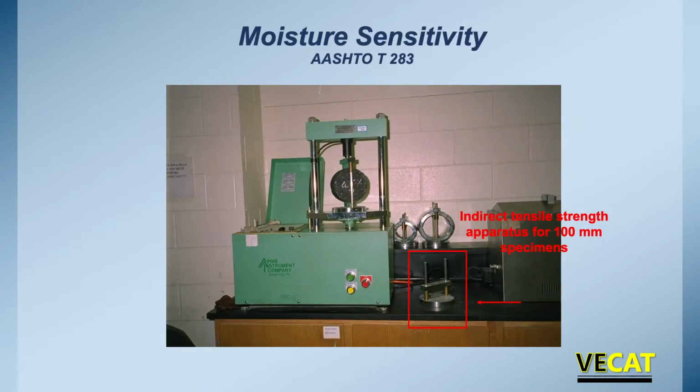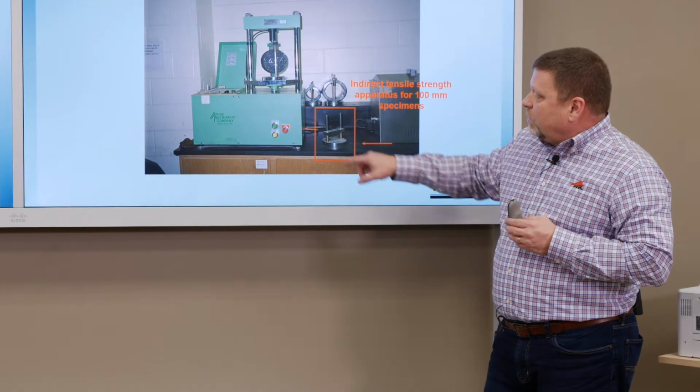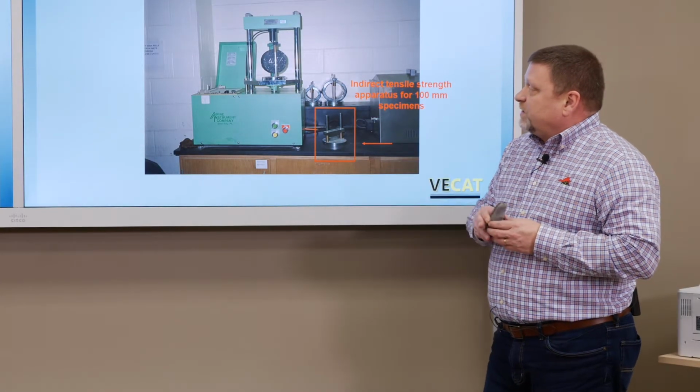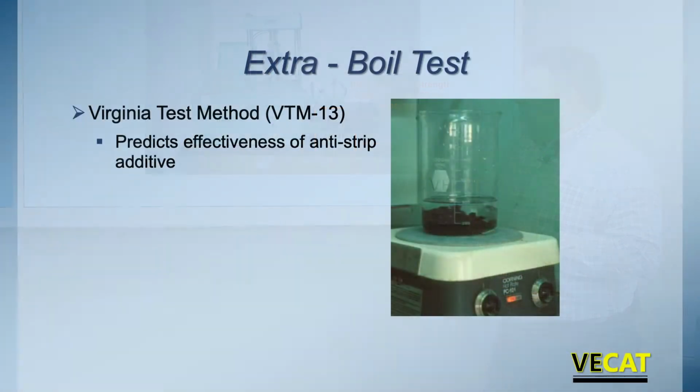Here's a picture of a press. You've got a TSR specimen sitting here on top. This looks like that's a 6-inch specimen. Here on the right is the smaller Lottman head. It's for the 4-inch specimen. It's just a smaller head if you would be doing it with a Marshall test. All right, and that's actually the end of the TSR test procedure.